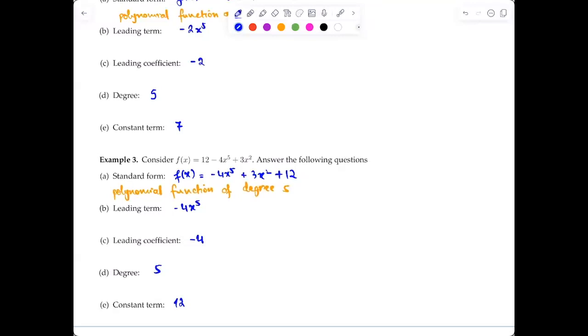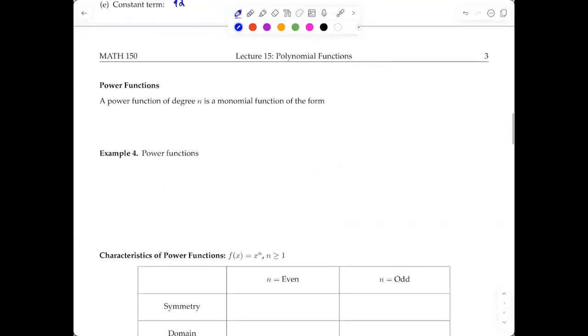You only have, let's say, negative 4 times x to the fifth power. When you only have that, negative 4 times x to the fifth power, you call that the power function. And the power function is extremely important because you can use power functions to predict more complicated functions such as this one. So that's the next topic that I want to cover, the power function.